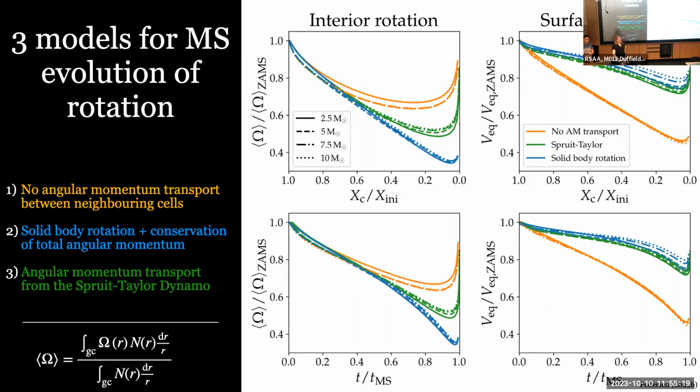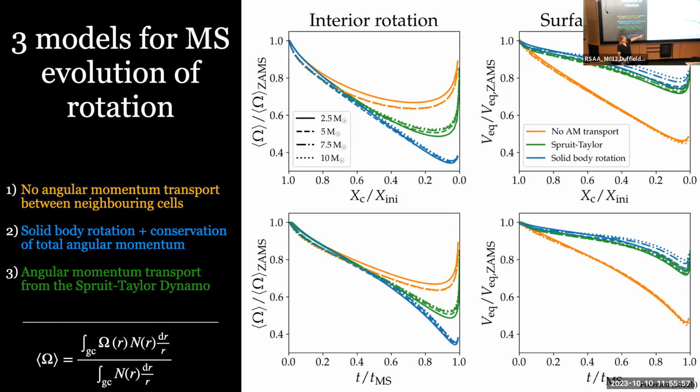Mark? I'm trying to understand to what extent these models depend on any assumption about the initial angular momentum content of the star. You're plotting everything in terms of omega relative to omega ZAMS, so do things depend on what omega ZAMS is? Yeah, so for the green one that I'm showing here with the Spruit-Tayler dynamo, I've assumed at the beginning that the star is rotating at 10% critical. What happens if you increase or decrease that is that these green curves end up spanning the entire region between the orange and the blue.